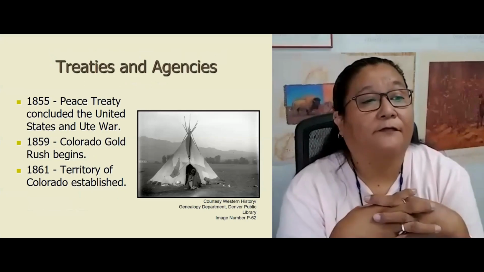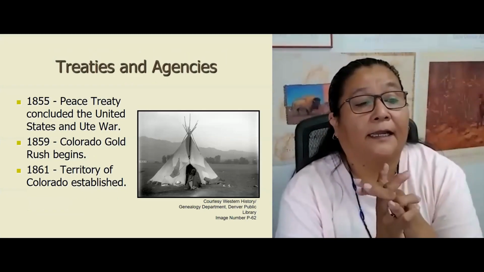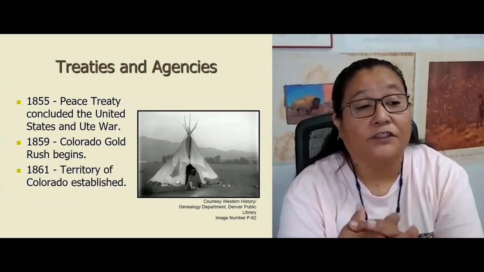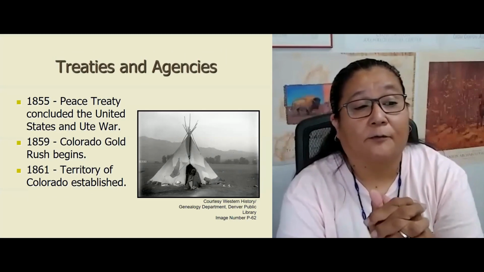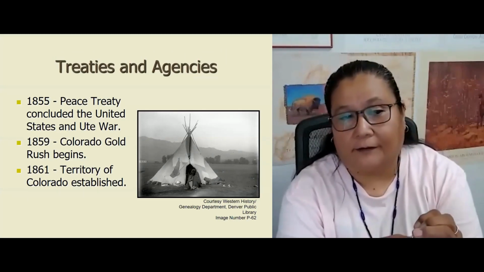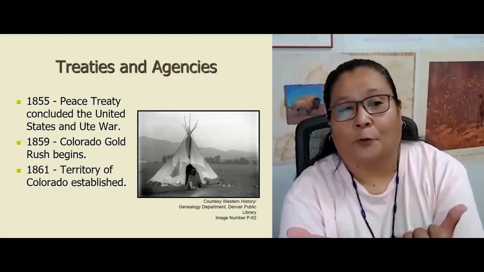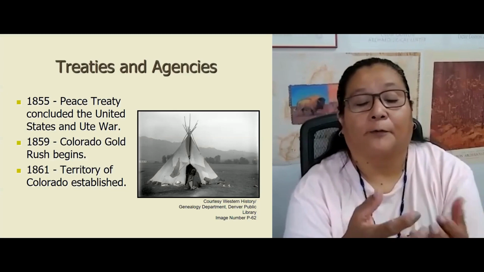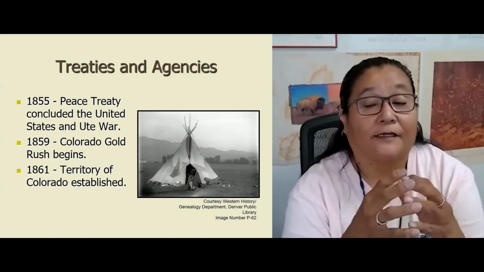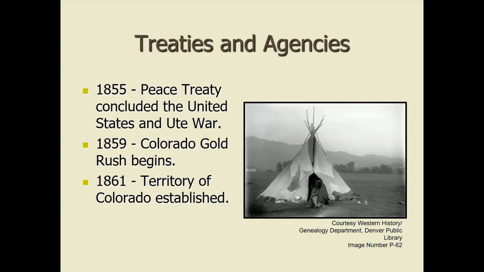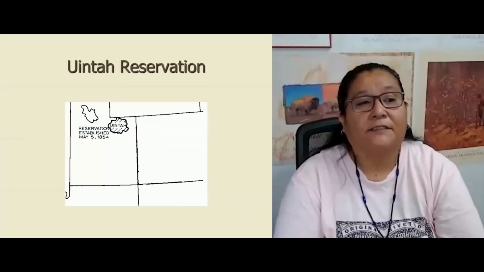So 1855, a peace treaty. 1859, the gold rush begins. 1861 was the territory of Colorado that was established. And one of the things when we're learning history, we don't ever think about like this area was actually Mexico. Mexico owned part of this land and then eventually got moved down. So, but the territory was established first before it ever became a state.